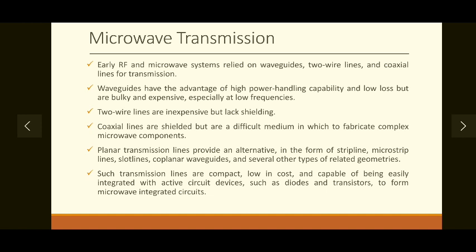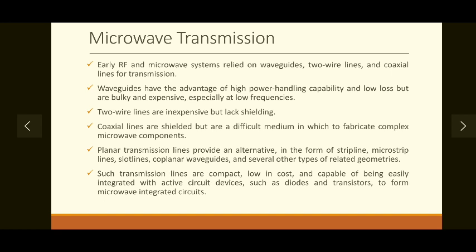Whereas two wire lines, that is transmission lines, may be inexpensive but they lacked shielding, so there were too many interference issues. Then coaxial cables or lines were shielded but they were difficult to fabricate in microwave components. So each one had advantages and disadvantages. Planar transmission lines like microstrip lines, slot lines, coplanar waveguides, and several other types provided a good alternative to all these types.